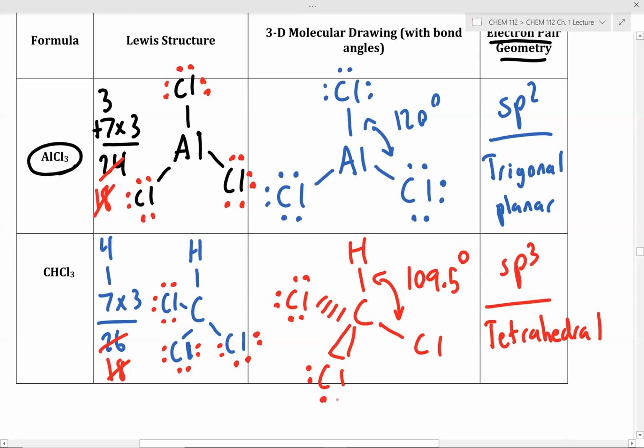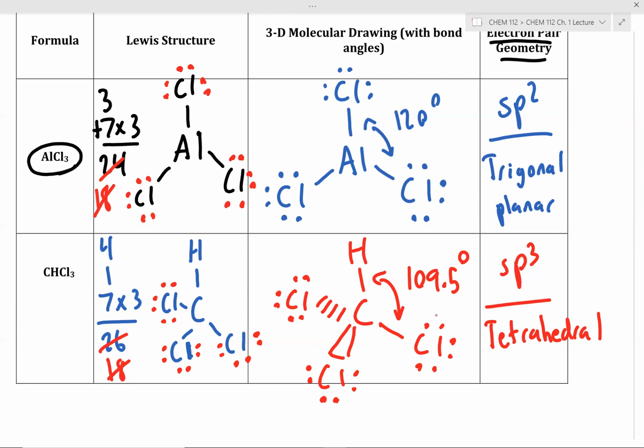And what this is essentially showing, and I've drawn this a little bit more suggestively here, is that the chlorine with a wedge is pointing out towards us, and the chlorine with a dash is pointing away from us. Does that make sense?